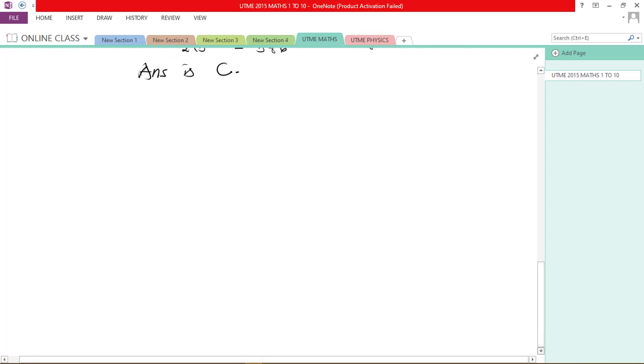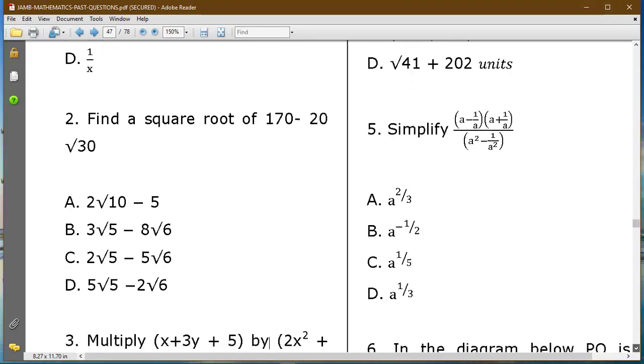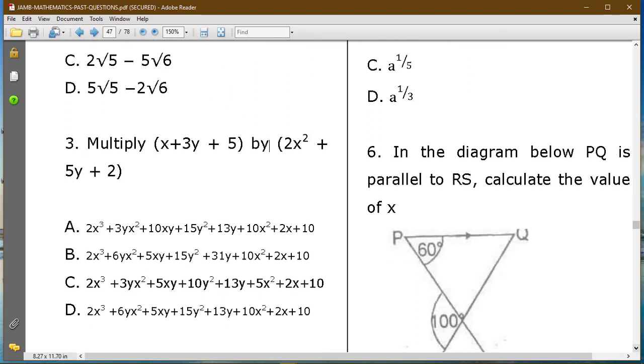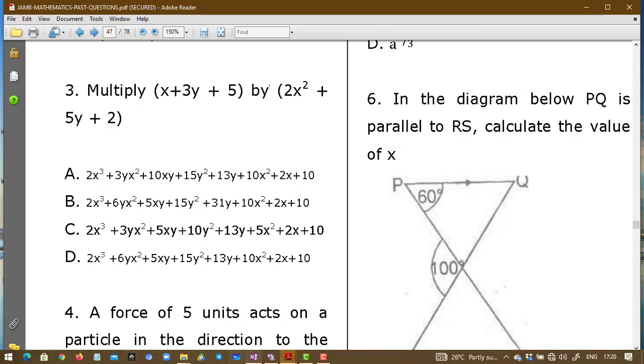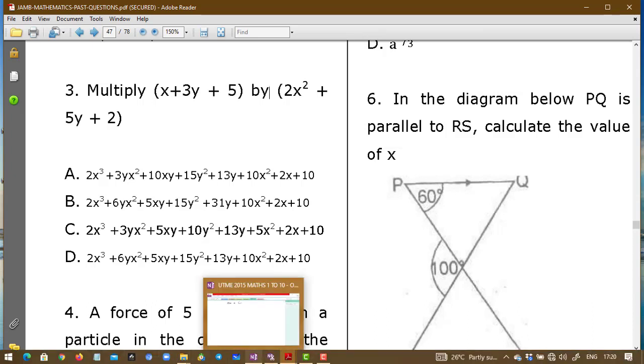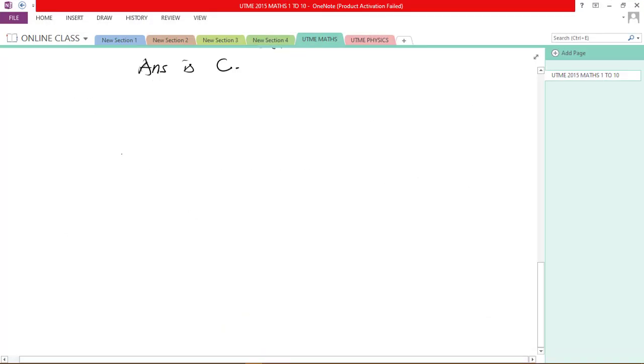Now, again, what else do we have there? Let's go to number 3. Number 3 question to be solved. What we have here is x plus 3y plus 5 times 2x squared plus 5y plus 2. Let's go there and see the beauty of mathematics. The beauty of mathematics. So we take it one by one.